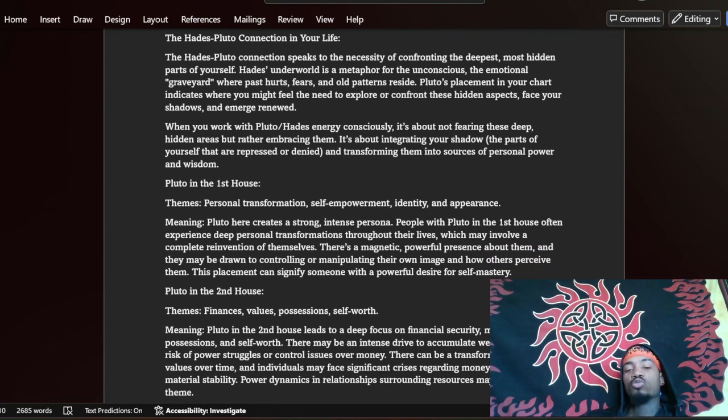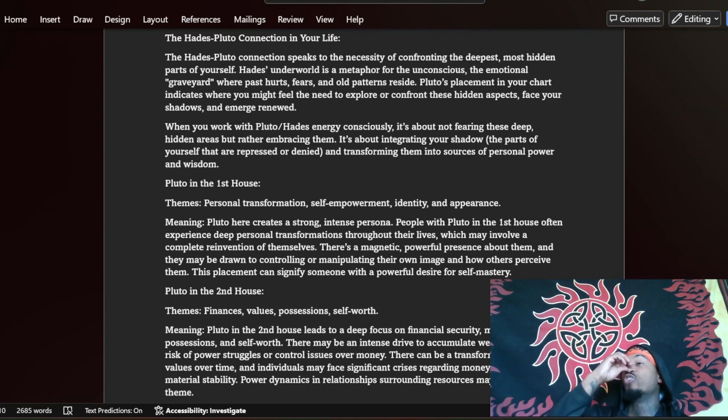Now, Pluto in the second house, right? So themes, right? Finances, values, possessions, and self-worth, right? So when Pluto goes into the second house, y'all, it leads to a deep focus on financial security, material possessions, and self-worth, right? There may be an intense drive to accumulate wealth, but also a risk of power struggle or control issues over money. There can be a transformation in one's values over time, right? And individuals may face significant crises regarding money, self-esteem, material stability, power dynamics, and relationships surrounding resources may be a prominent theme.